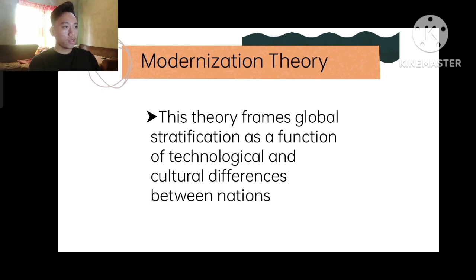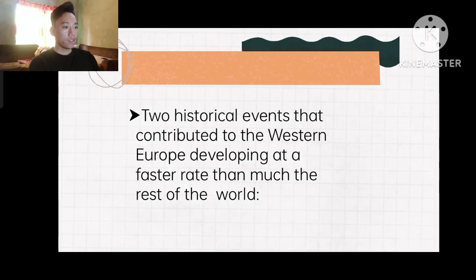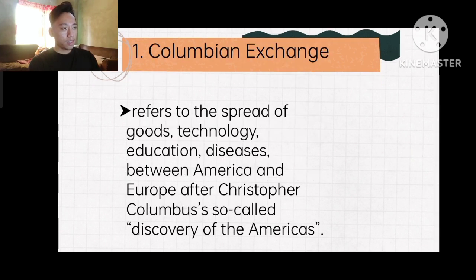Then, the first theory is modernization theory. This theory frames global stratification as a function of technological and cultural differences between nations. There are two historical events that contributed to Western Europe developing at a faster rate than much of the rest of the world. The first one is the Columbian Exchange. It refers to the spread of goods, technology, education, and at the same time diseases between America and Europe after Christopher Columbus' so-called discovery of the Americas.